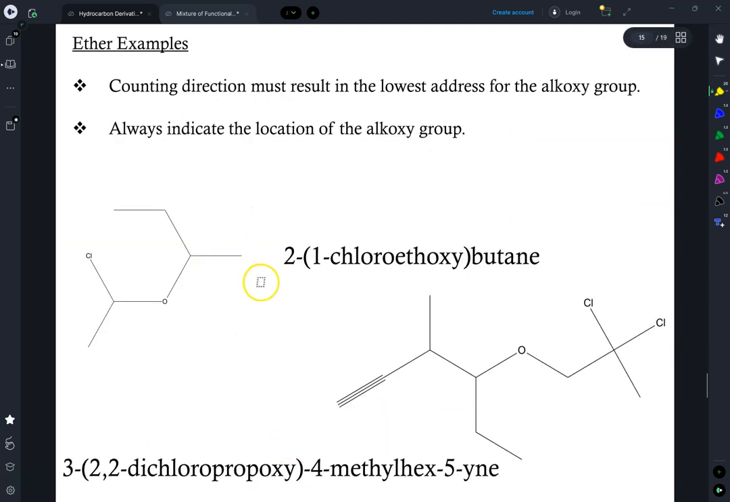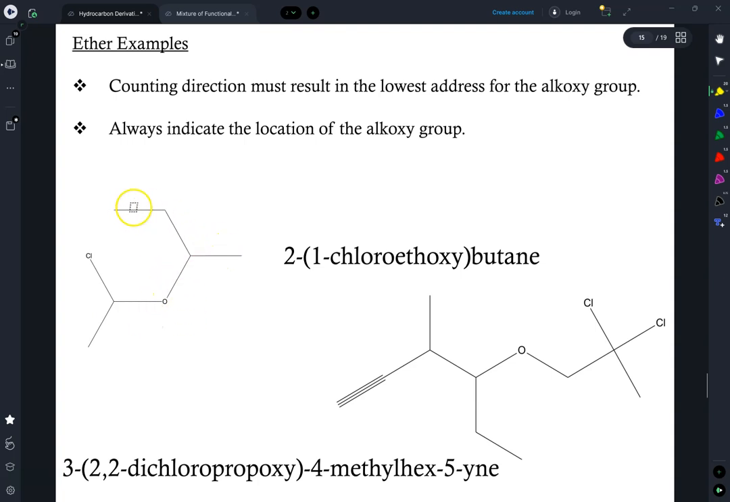These next two examples are going to be a little more interesting because they include brackets, but don't let that freak you out. It's not as bad as you imagine it to be. Let's break it down, see if it makes sense. Here's my oxygen bridge. Which side is longer? Because the longer side must be your parent chain.